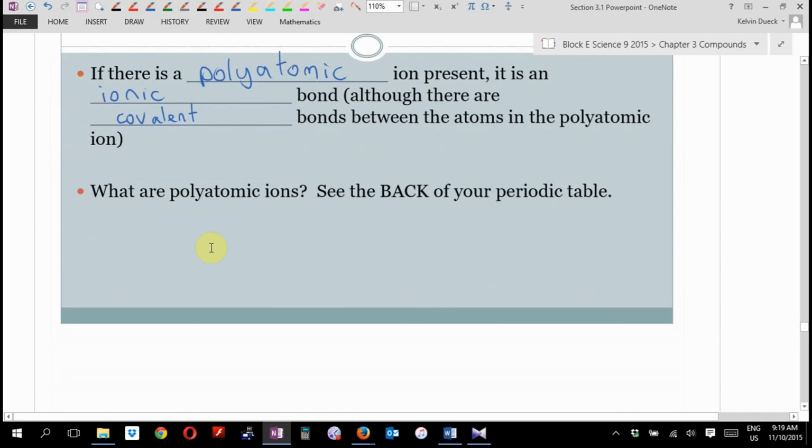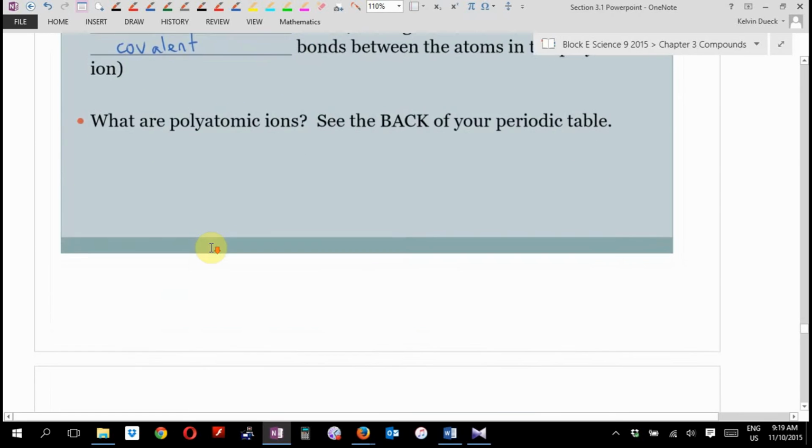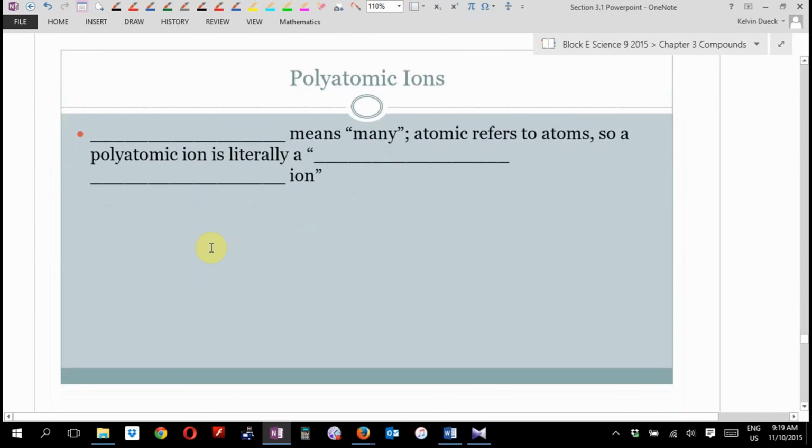So I wrote here, what are the polyatomic ions? See the back of your periodic table. You absolutely don't need to memorize them. But you do need to spot them when you see them in a chemical formula. You'll be able to spot them because there's more than 2 capital letters, more than 2 elements. What are polyatomic ions? The word poly means many. Atomic refers to atoms. So a polyatomic ion is literally a many atom ion. It's an ion, it has a charge, but it's made up of more than one atom.